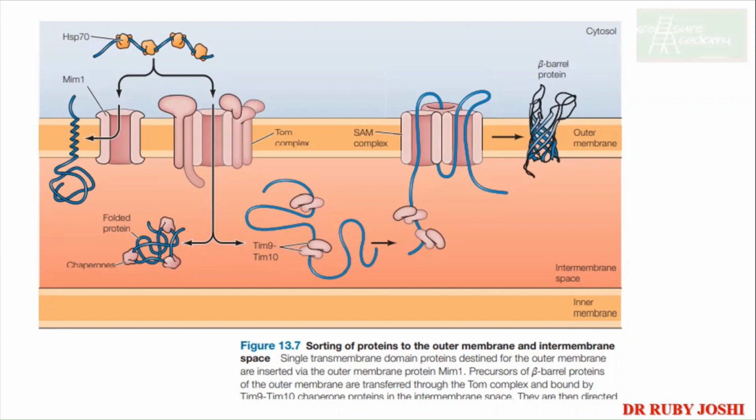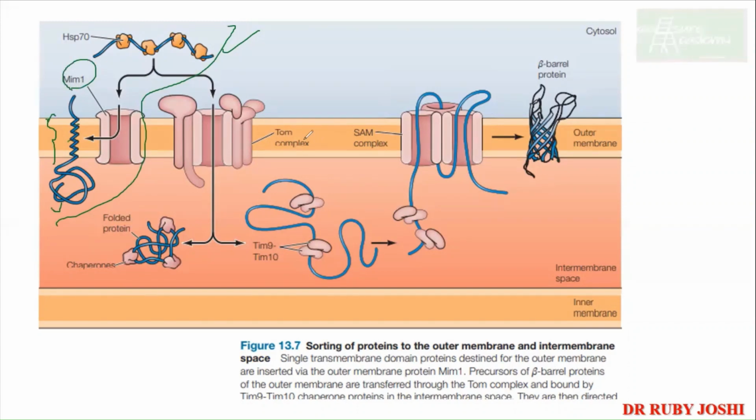Okay, not bad, good. So a little addition to this. So this much is clear, right? The polypeptide chain is brought with the help of HSP70 and it is kept in the unfolded state, right? Now, if this protein is meant for the outer membrane, this is alpha helices, okay? So it will enter the translocator MIM1, if it is a single transmembrane protein, which is meant for your outer membrane. This much is clear. If it is a single transmembrane protein meant for the outer membrane, it will go through your MIM1. Okay.